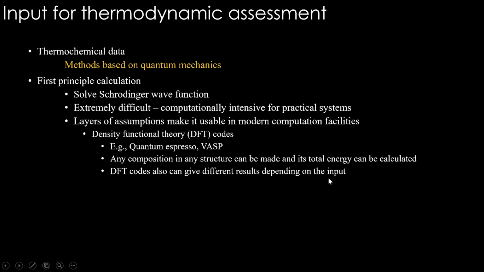Okay, this may be a little confusing to you. What is the input here? We are saying this is a composition, this is a structure, and we are asking these codes to give me the energy, let's say. And what are these different inputs we are talking about? Because for the same composition and same structure, we can set different inputs.